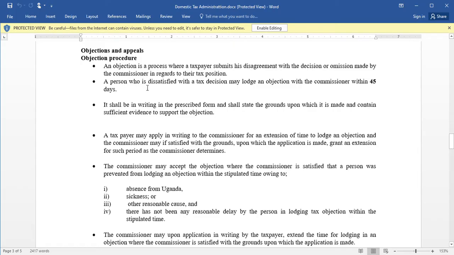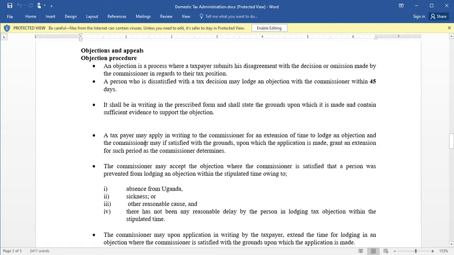A person who is dissatisfied with a tax decision may lodge an objection with the commissioner within 45 days. So the person has 45 days to lodge an objection with the commissioner. It shall be in writing in the prescribed form and shall state the grounds upon which it is made and contain sufficient evidence to support an objection. So the objection is supposed to be put in writing, and you must give reasons as to why you're objecting the decisions of the commissioner or your tax position.